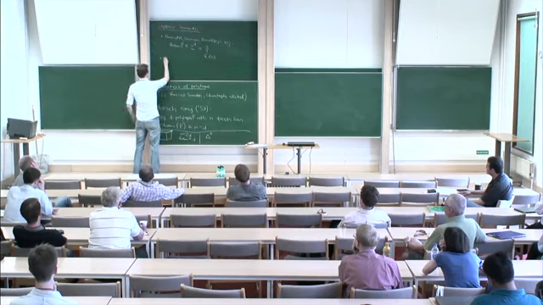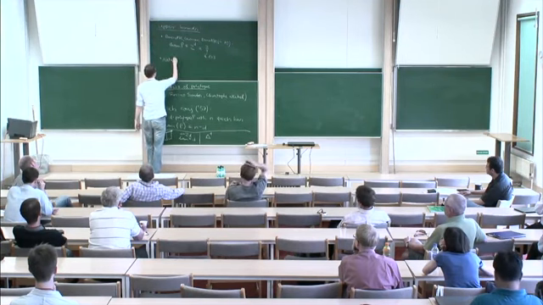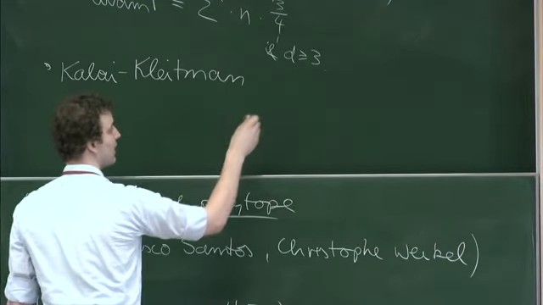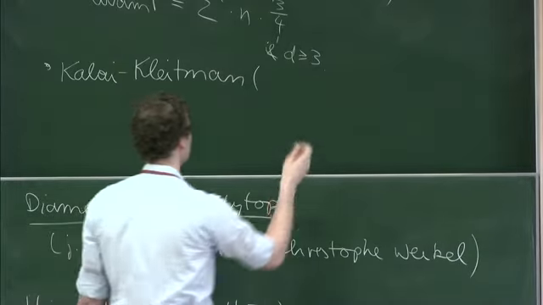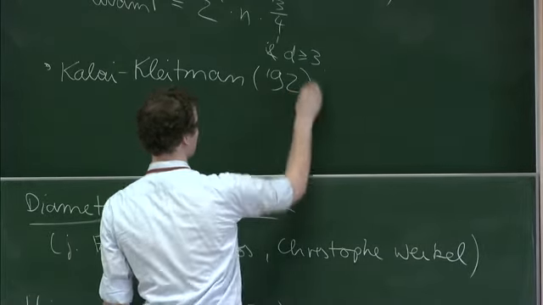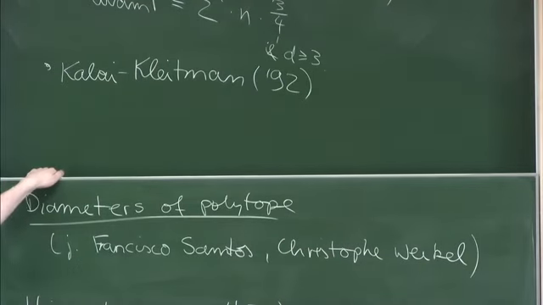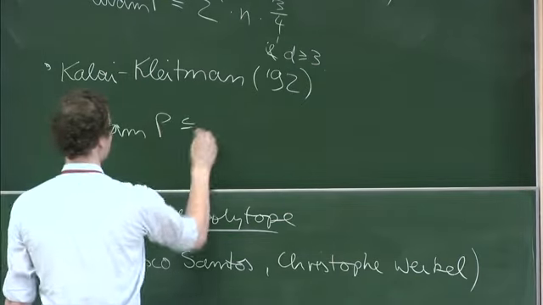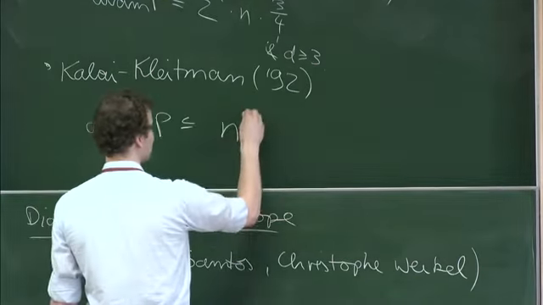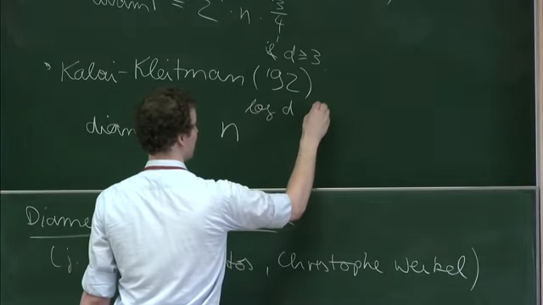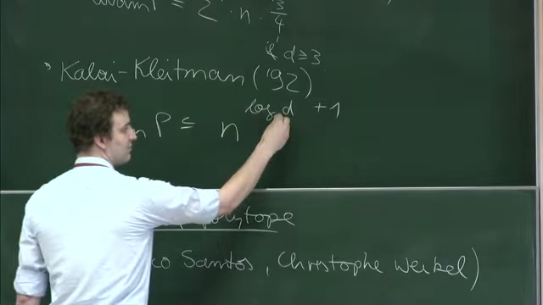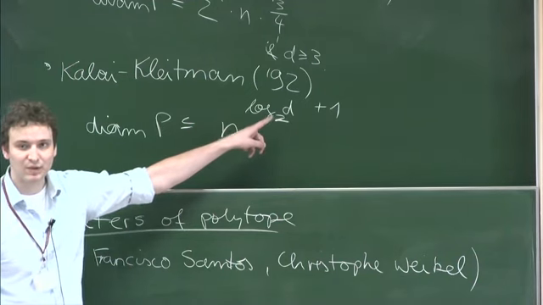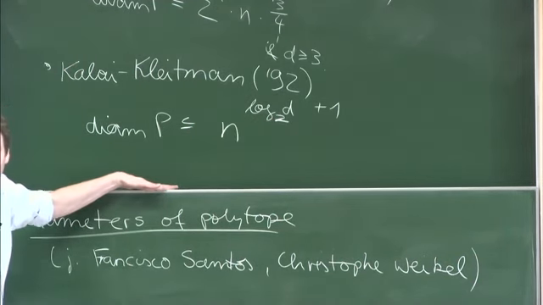The second bound is due to Carlyle and Kleitman. So Kleitman found this bound, and Carlyle found a very nice way to write up the proof. It's from '92. It's a very, very short paper. It's very beautiful. They proved that the diameter is at most n to the log d plus 1, and the logarithm is in base 2. So if d also grows, then this is usually much better. And both bounds are basically proved inductively.